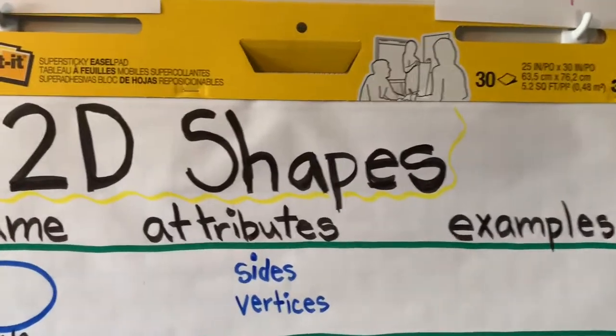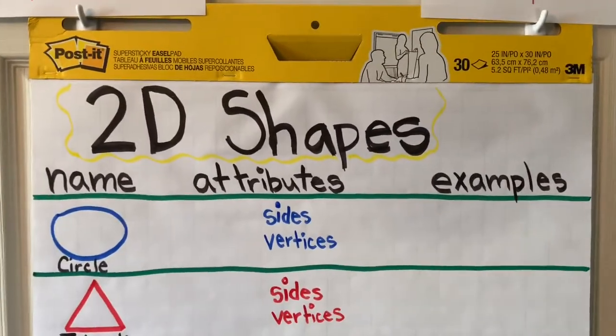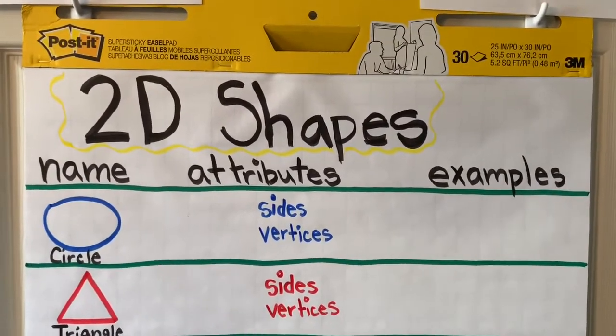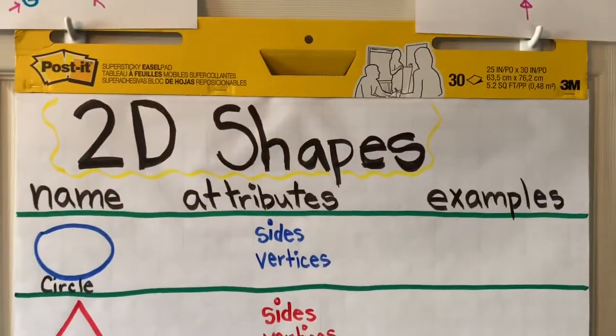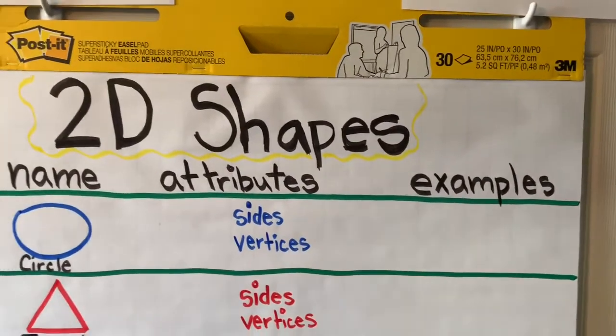We are going to be looking at 2D shapes this week, so two-dimensional shapes. These are all shapes that you've learned about in kindergarten, so it should kind of be a review. But before we start, let's look at two vocabulary words.